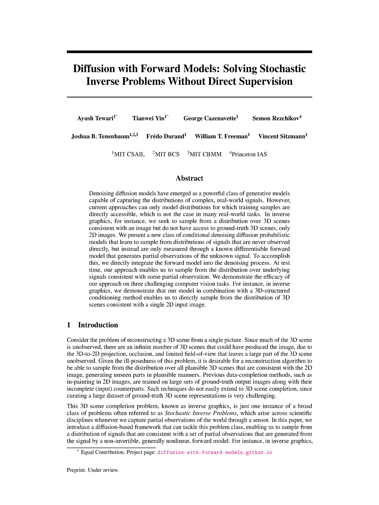a broader category of problems known as stochastic inverse problems, which pop up across various scientific fields whenever we try to understand the world through limited observations. In this paper, we present a new framework based on diffusion that can handle these types of problems. This framework lets us generate multiple instances from a pool of signals that match a set of partial observations created by a non-reversible, typically nonlinear, forward model.